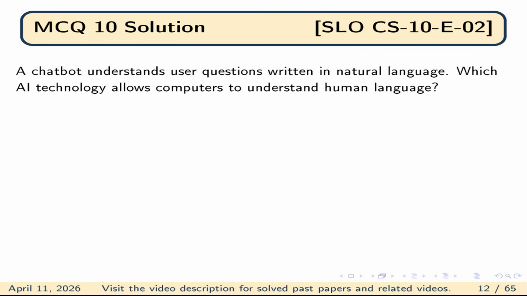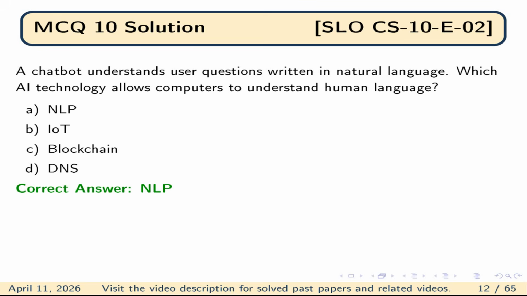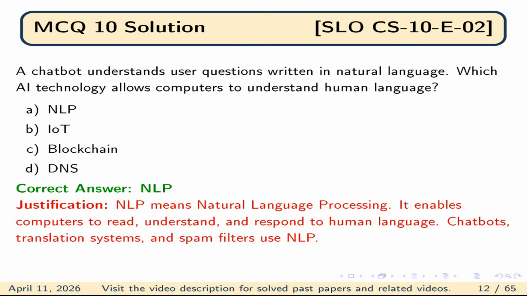Question number 10. A chatbot understands user questions written in natural language. Which AI technology allows computers to understand human language? NLP, IoT, blockchain, DNS. The correct answer is NLP, that is natural language processing. NLP means natural language processing. It enables computers to read, understand, and respond to human language. Chatbots, translation systems, and spam filters use NLP.